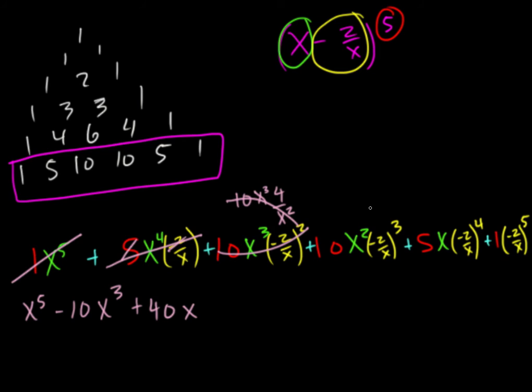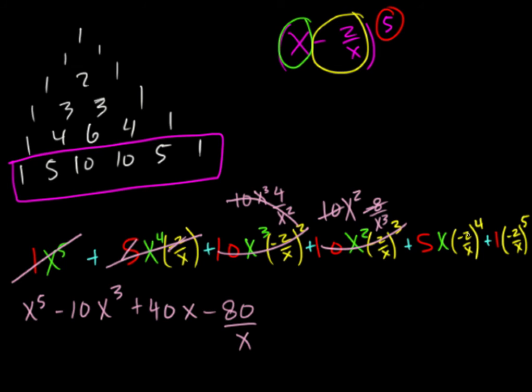Okay, if we cube the top, we get negative 8. And then the bottom is x cubed. Then we still have x squared and a 10. So if we do 10 times negative 8, we get negative 80. And then x squared over x cubed is going to leave us with an x on the bottom.